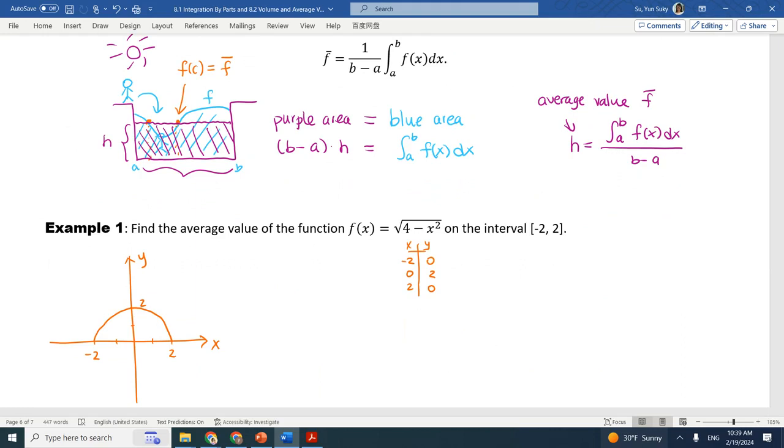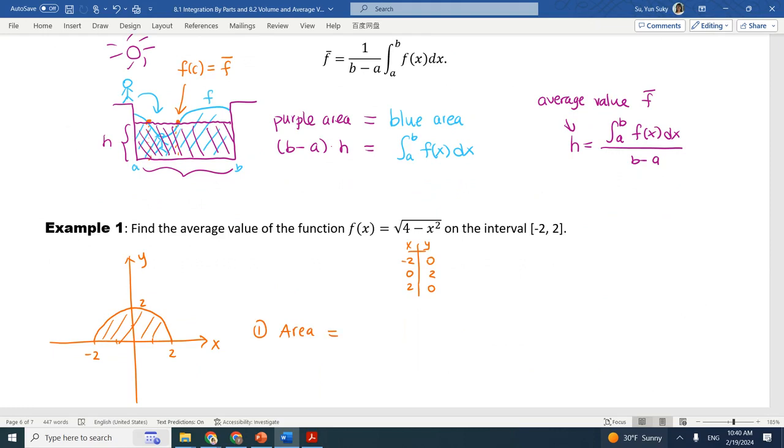So the average value is the area, not volume, okay? We're not talking about the volume of a solid, just the area, over the difference of this interval. So let's see. Step 1. Let's find the area.